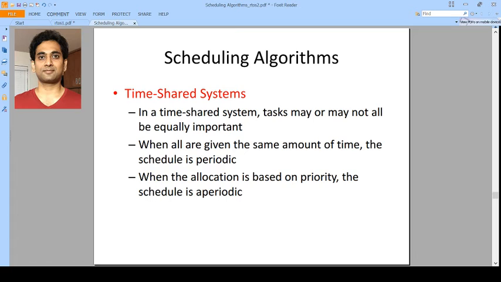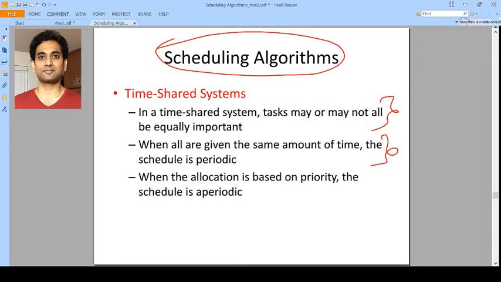So let's look at scheduling algorithms. A very interesting set of problems, as you will come to realize, is time shared scheduling algorithms. In time shared systems, tasks may or may not be all equally important. There can be some less important tasks and some more important tasks. When all the tasks are given the same amount of time, the schedule is periodic.